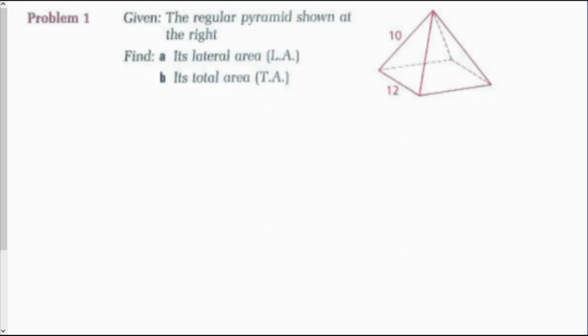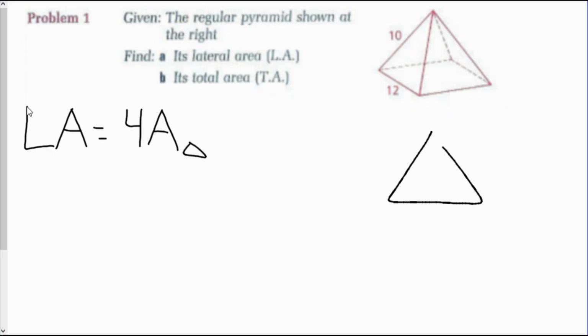Problem 1, we're given the regular pyramid shown at the right. Find its lateral area and its total area. So remember, lateral area of a regular pyramid is the area of the four lateral faces. So if I find the area of one of those faces and multiply it by 4, I would have the lateral area. Notice in one of those isosceles triangles, I have a base of 12 and a lateral edge of 10.